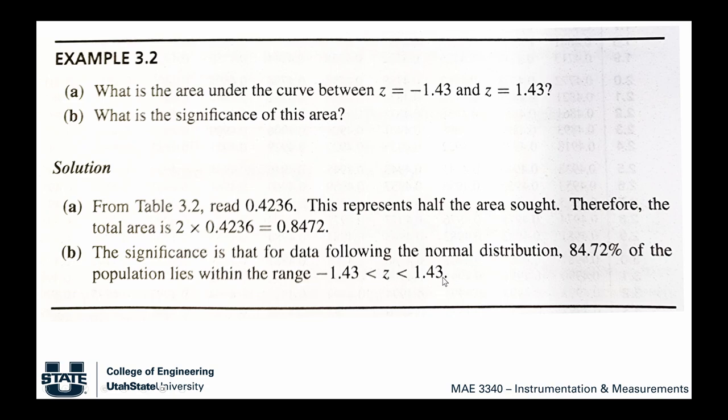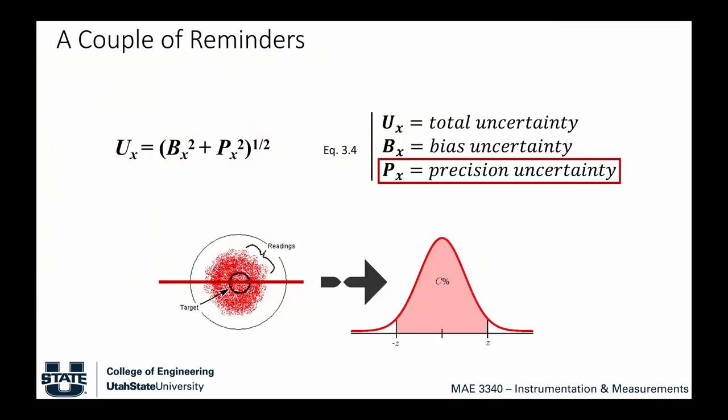So again, if we had a bag of marbles, we reached into the bag of marbles, we pull one out, and we say we want 84.72% of the population to fall within this range, then that would be the area under the curve. So zooming back out again, we are talking about the total uncertainty, which is going to have a bias and a precision component. The bias and the precision components would then be pulled together by square root sum squares, and that would be the total uncertainty.